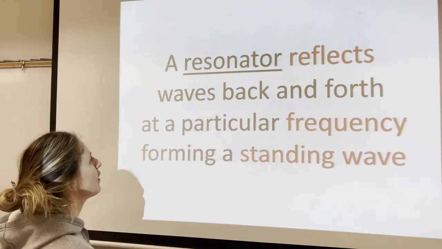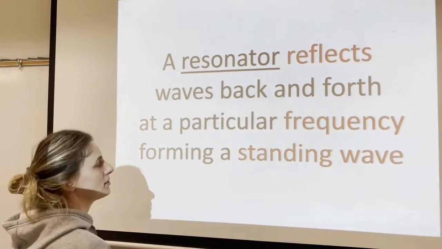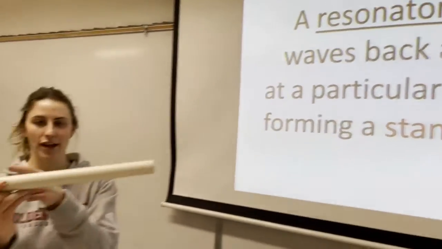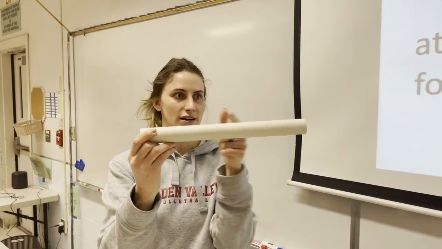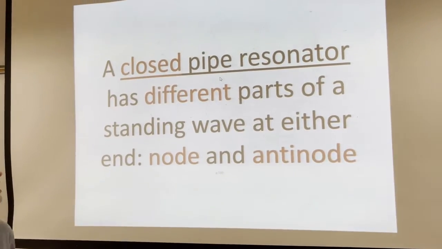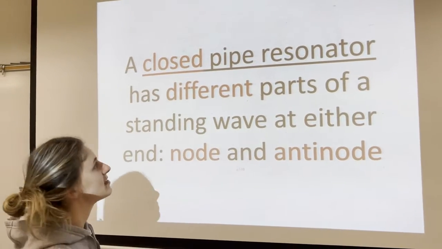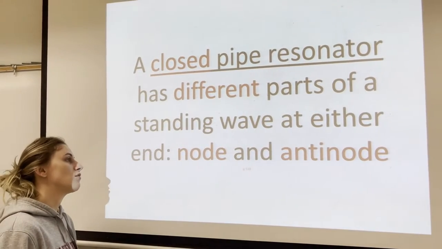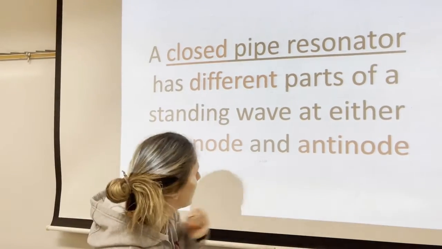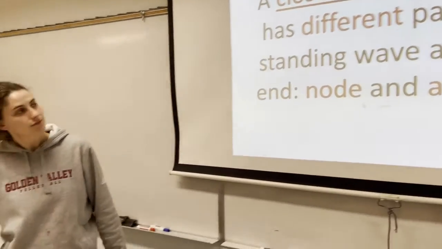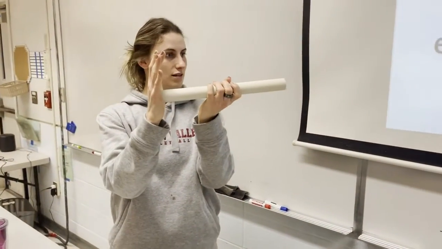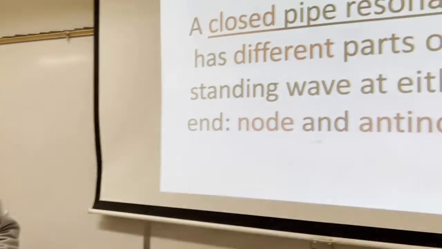A resonator reflects waves back and forth at a particular frequency, forming a standing wave inside of our resonator. The standing wave is between here and here, resonating back and forth. A closed pipe resonator has different parts of a standing wave at either end, a node and an antinode. It's because you've got different situations at either end. One end is closed, one end is open.